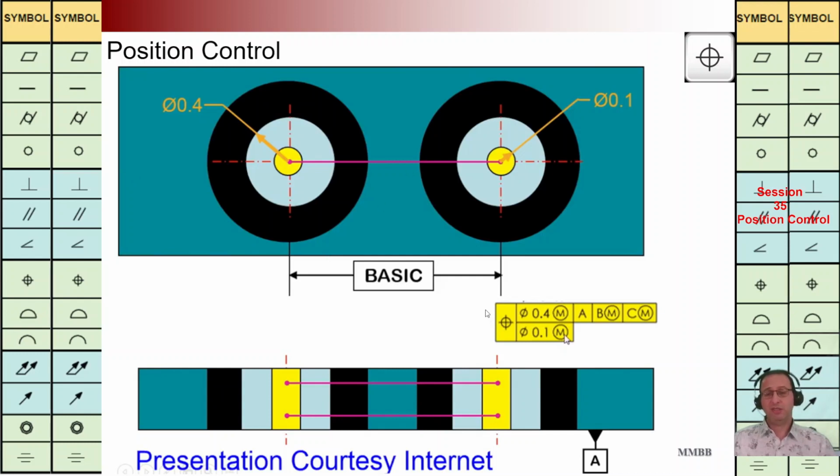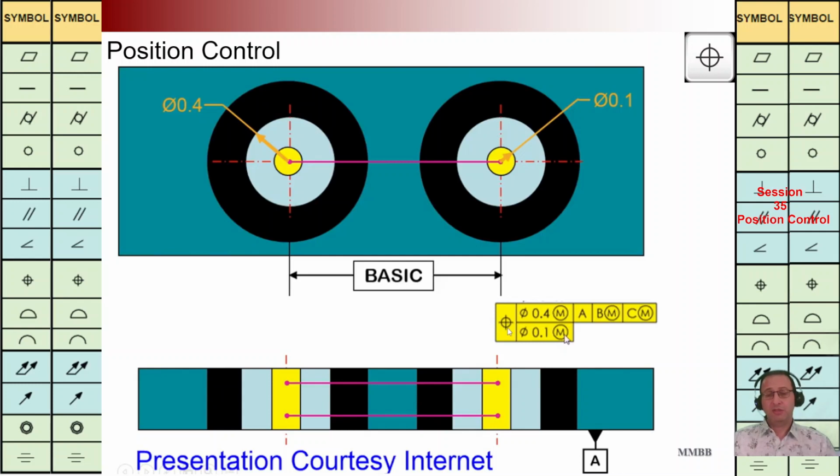Here we have a composite FCF. At the top of that, we are going to have this large cylinder with a diameter of 0.4, perpendicular to A, back to B and C. These two large cylinders are highlighted in blue color.